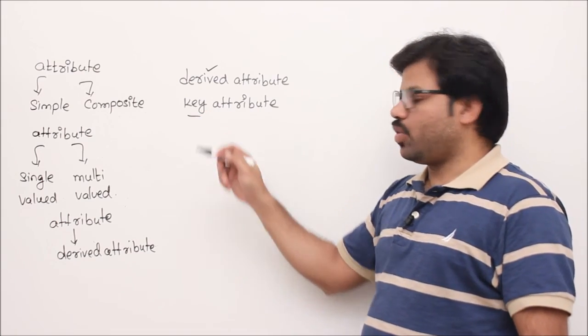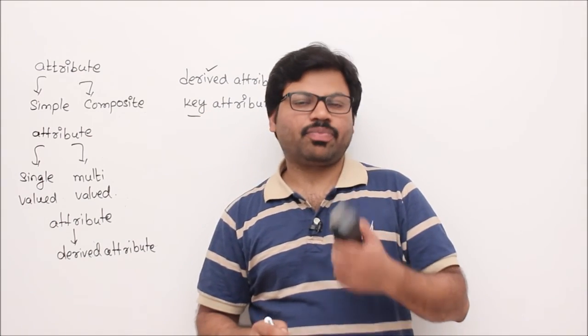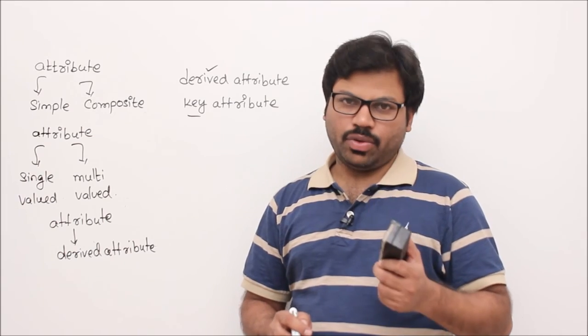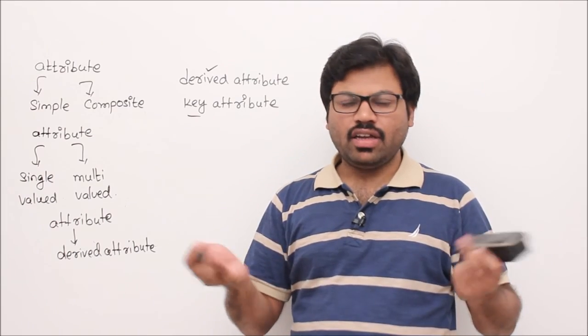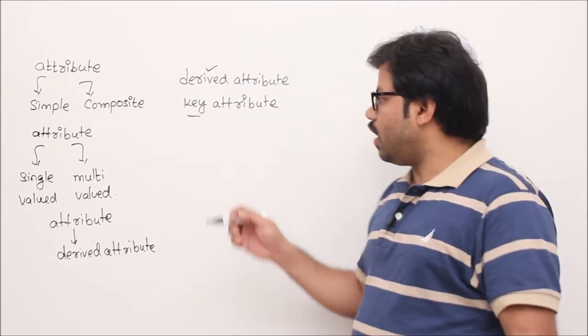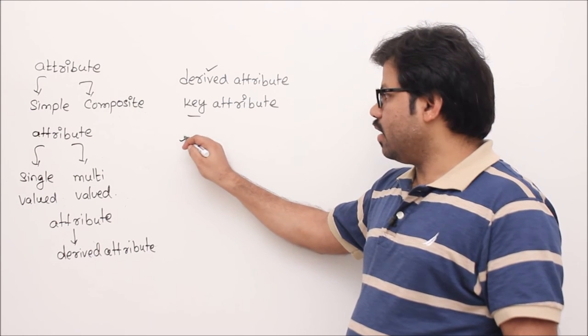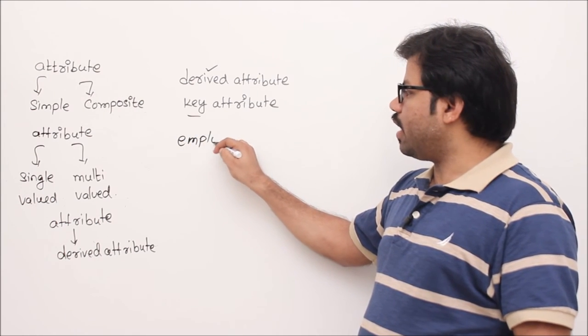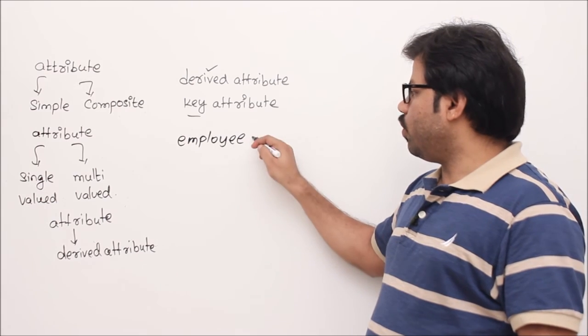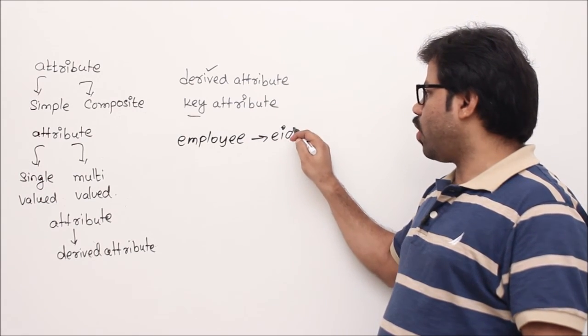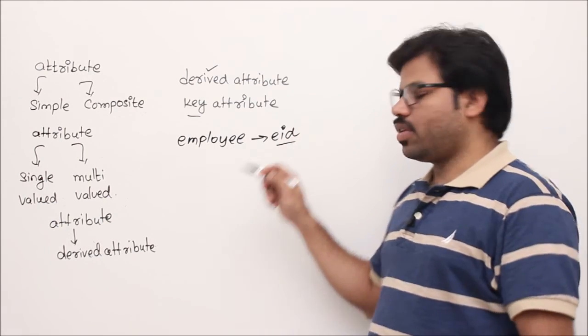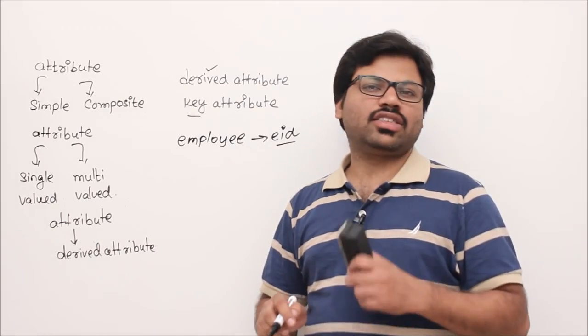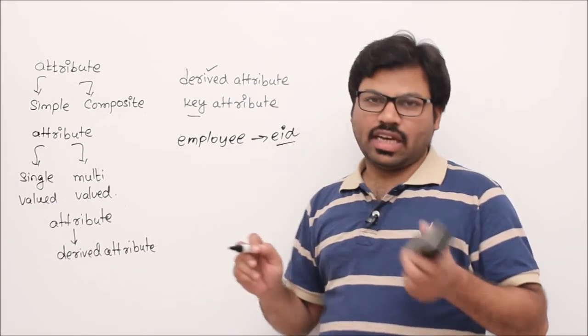Next one is key attribute. You know what a key attribute is? Candidate key: a minimal set of attributes which can uniquely identify all the other attributes. Generally, in the employee entity set, what will be the key attribute? Definitely one unique identification number is required, that is employee ID, correct? So this is the key attribute. I don't want to discuss key attribute because you are already much aware of it.